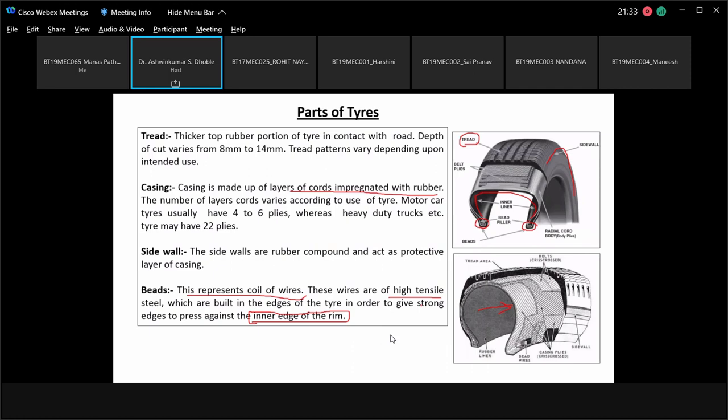Putting oil is not recommended for removing the tire from the wheel rim, because rubber and oil are enemies. If you put oil over the rubber, the oil will eat out the rubber. So never make that combination, rubber and oil should not be put together, otherwise the tire life will be adversely affected and the tire will start deteriorating at that particular location.